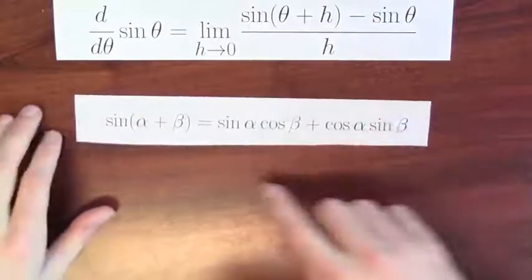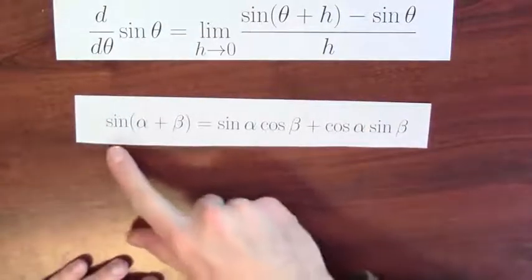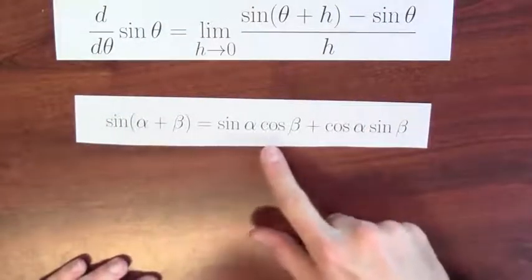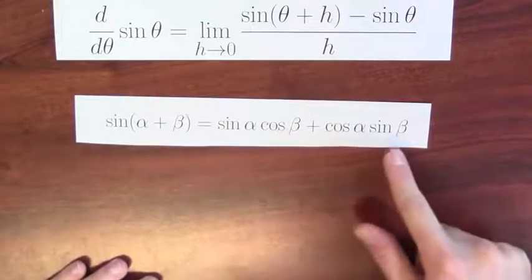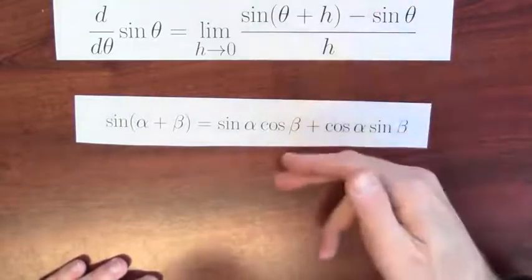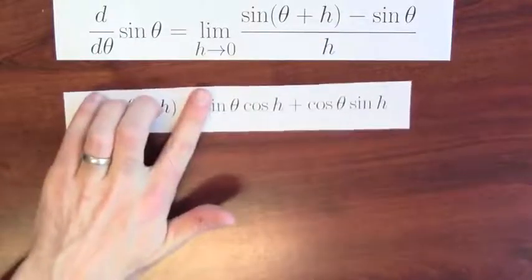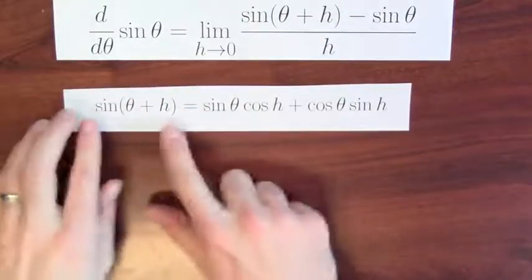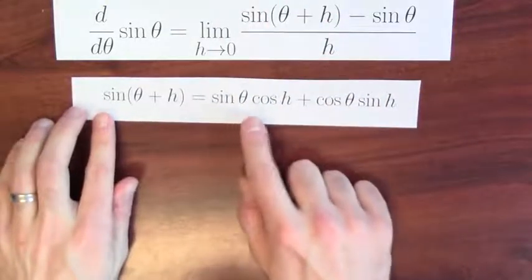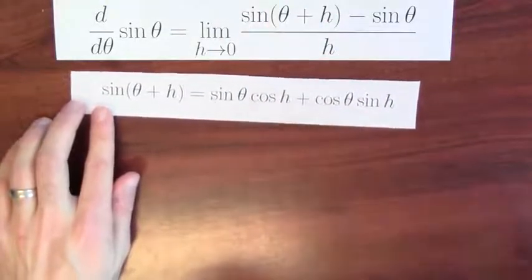Well, you might remember there's an angle sum formula for sine. Sine of alpha plus beta is sine alpha cosine beta plus cosine alpha sine beta. If I use this but replace alpha by theta and beta by h, I get this: sine of theta plus h can be replaced by sine theta cosine h plus cosine theta sine h.